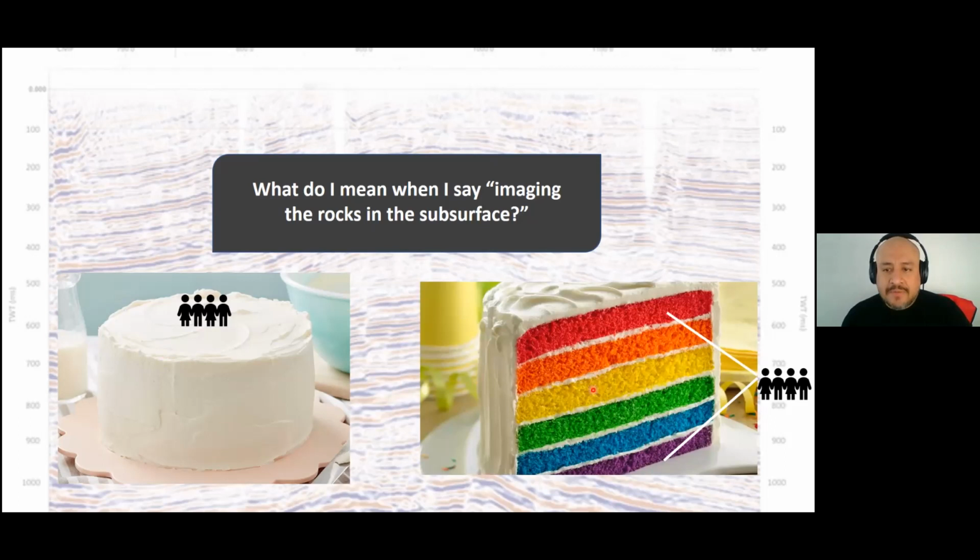This is a cross section of the earth with imaging that can extend from shallow to a few kilometers, and then we can image that. The lines that we see here are the limits between different rock layers, and these are the limits that we see here in the seismic, okay?